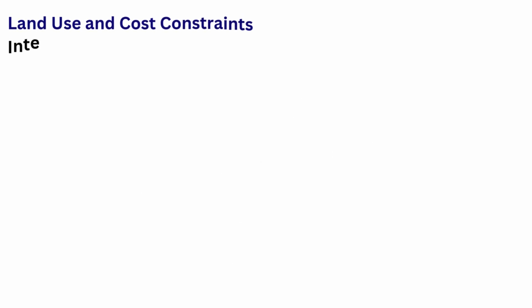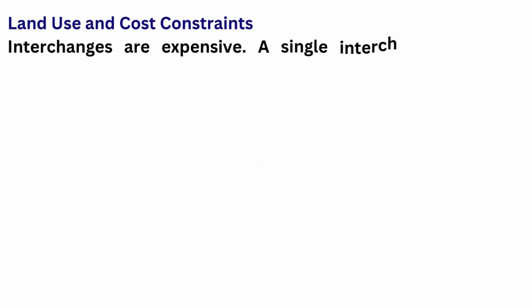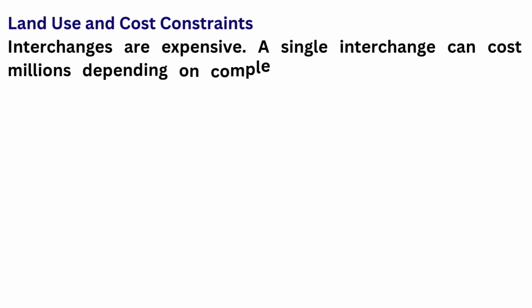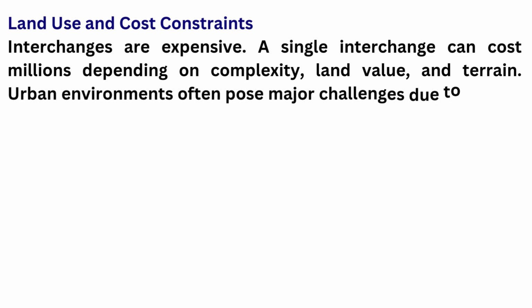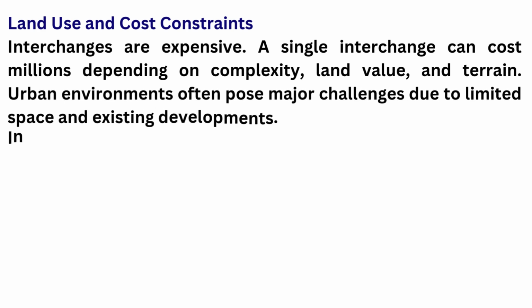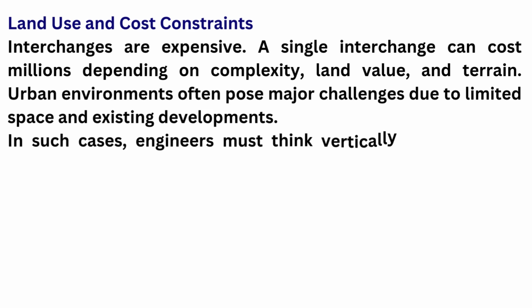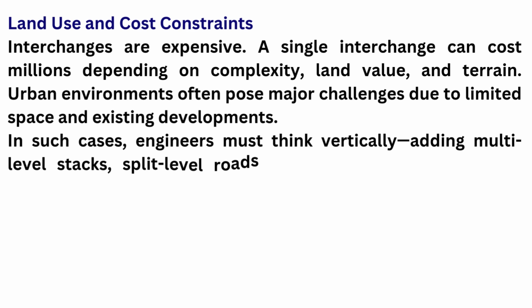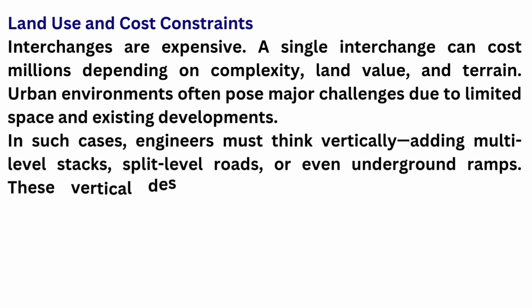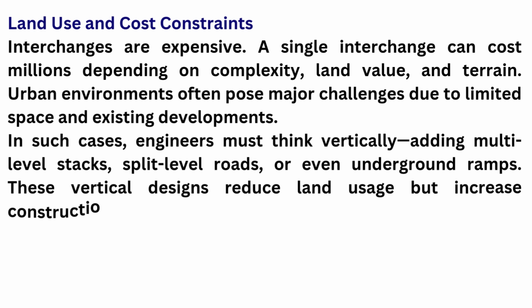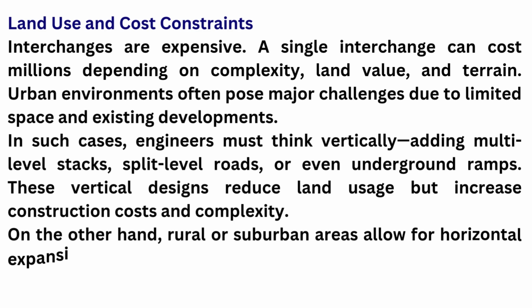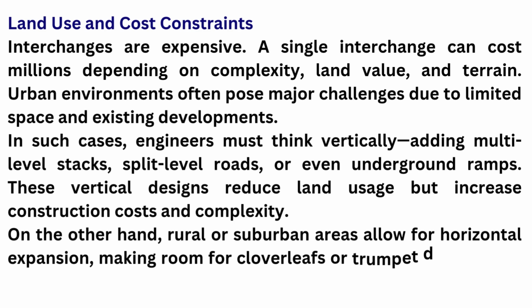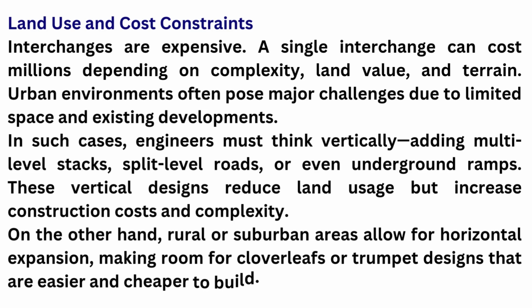Land use and cost constraints. Interchanges are expensive. A single interchange can cost millions depending on complexity, land value, and terrain. Urban environments often pose major challenges due to limited space and existing developments. In such cases, engineers must think vertically, adding multi-level stacks, split-level roads, or even underground ramps. These vertical designs reduce land usage, but increase construction costs and complexity. On the other hand, rural or suburban areas allow for horizontal expansion, making room for cloverleafs or trumpet designs that are easier and cheaper to build.